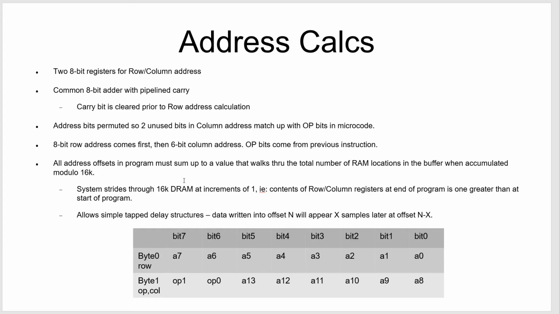The address offsets in a program have to sum up to a value that walks through the total number of RAM locations in the buffer, modulo 16. And what happens is, if you look at the code, that when you get to the end, you have to adjust because the contents are off than when you started. And so there's a little adjustment to make sure that you don't go over the modulo 16.